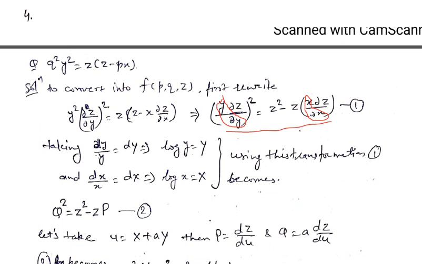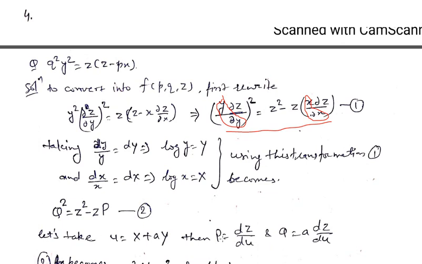So let's choose a transformation. dy upon y equals d of capital Y. So it gives us a relation between small y and capital Y: log y equals capital Y. Similarly, if we replace dx upon x with d of capital X, it gives us log x equals capital X. So using this transformation, this equation 1 becomes (del z upon del capital Y) whole square equals z square minus z into del z upon del capital X.